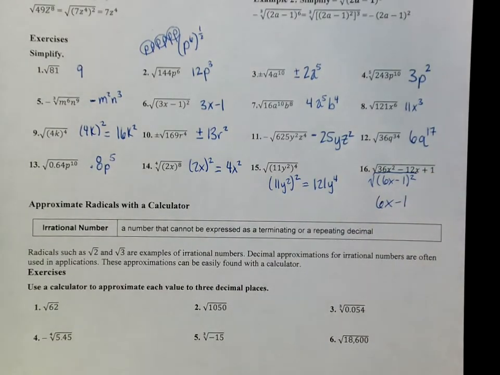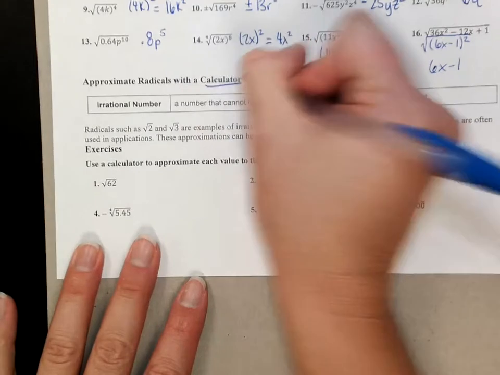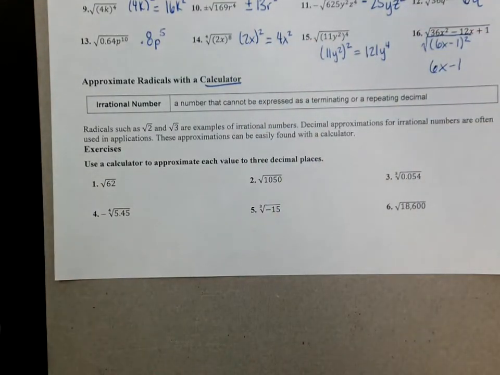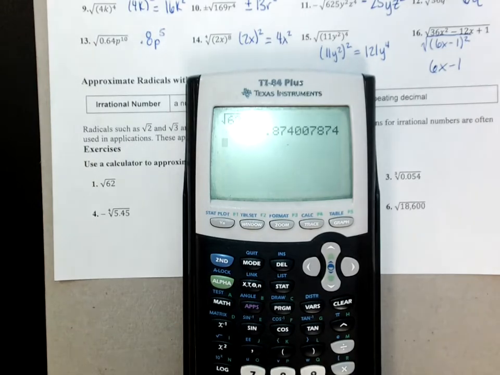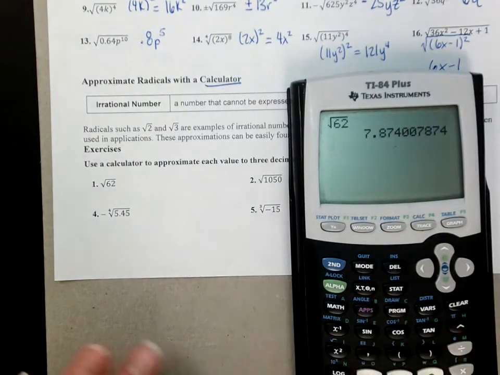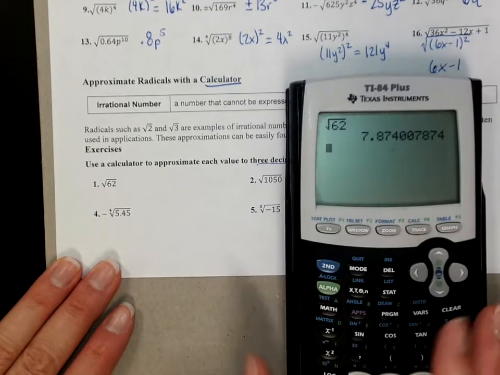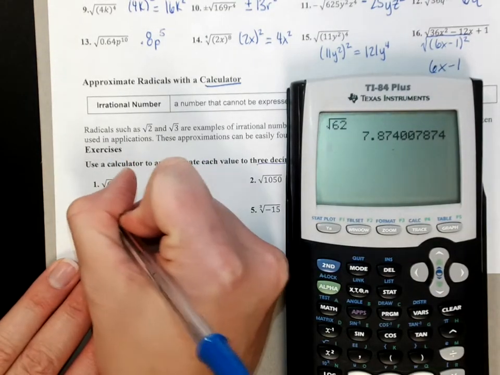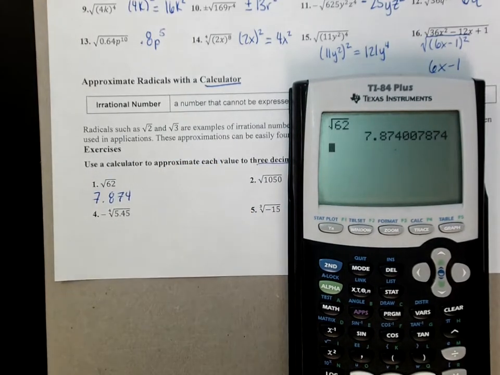So this homework assignment should be super duper easy. Down here in the bottom should be equally as easy. We are actually using a calculator to approximate these. So the square root of 62 should be something you know how to put into the calculator already. Square root of 62, it does say approximate to 3 decimal places. So that is going to be 7.874, okay?